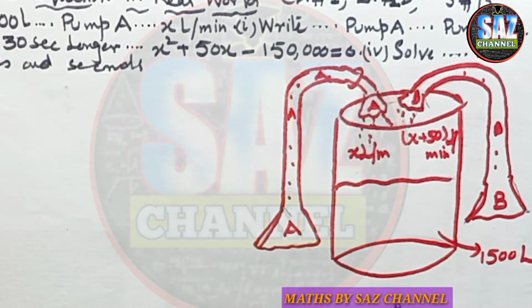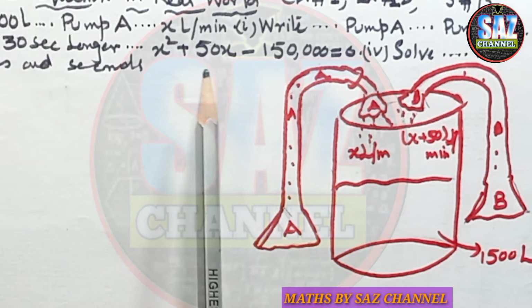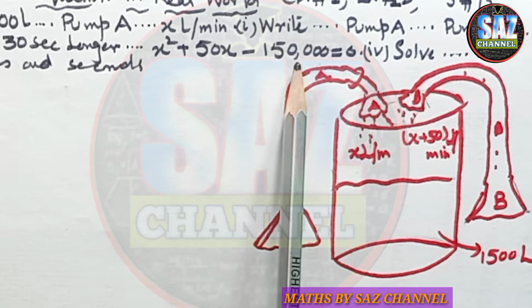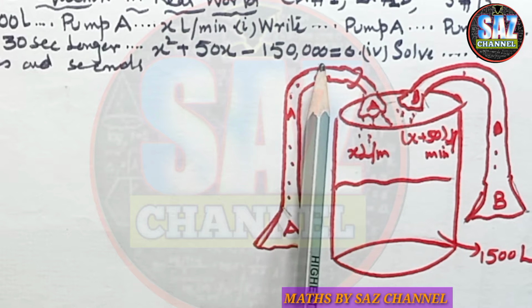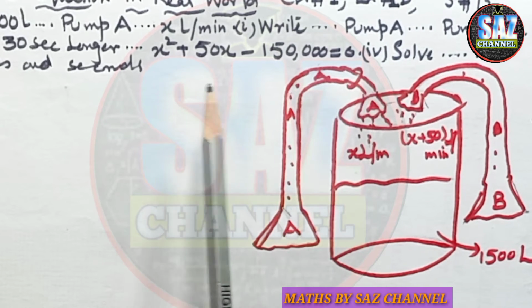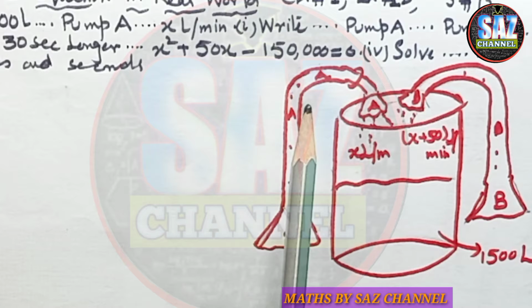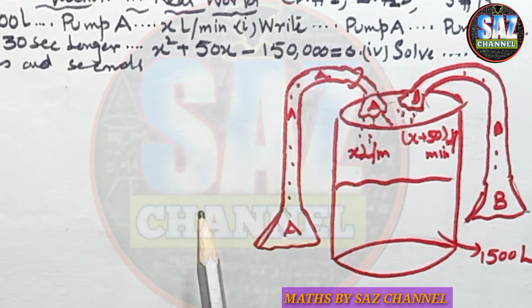Next part says if the pump A takes 30 seconds longer than pump B to fill the tank completely, formulate an equation in X and show that it reduces to X square plus 50X minus 150,000 equal to 0, and then we have to solve the equation correct to two decimal places, and finally we have to find the time taken for pump B to fill the tank completely, giving answer in minutes and seconds correct to the nearest second.